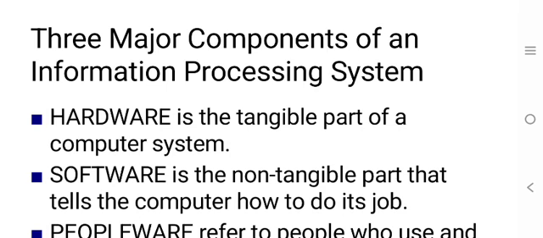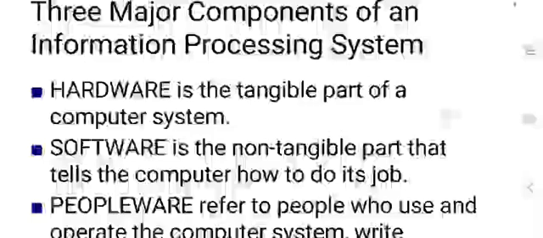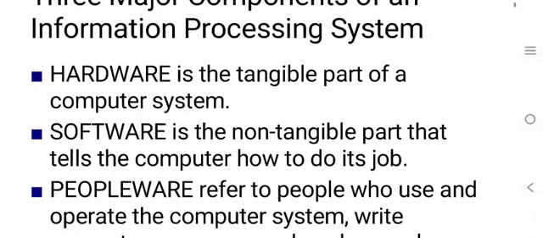Now the next one is the major components: hardware, software, and peopleware. A computer system is made up of three major components: hardware, software, and peopleware. Hardware is the physical part of the computer, the things we can touch like the monitor, keyboard, or CPU. Software is a set of programs that tells the hardware what to do, for example Windows or MS Word. Peopleware refers to the users, that's you and me, who operate and control the computer system.